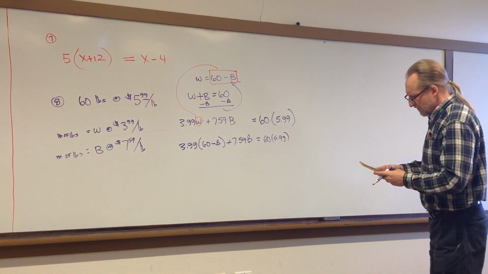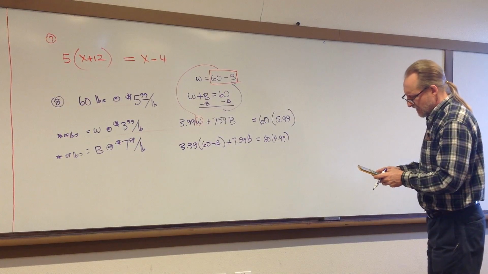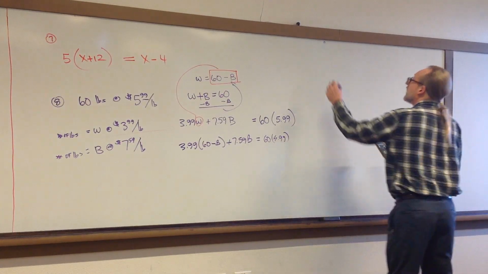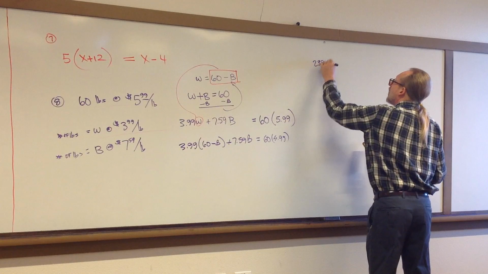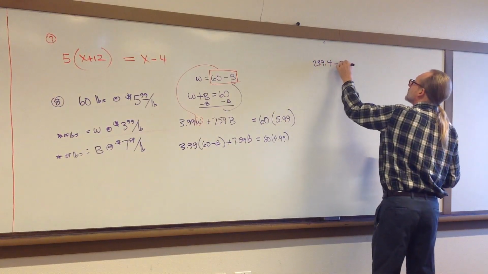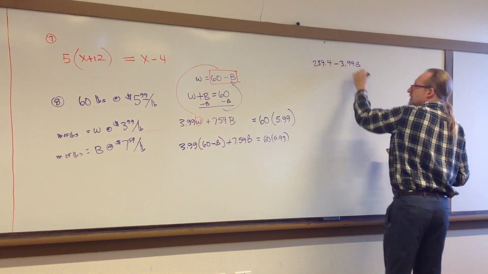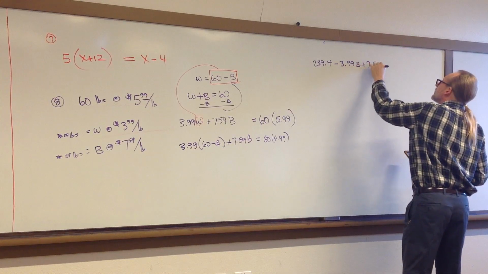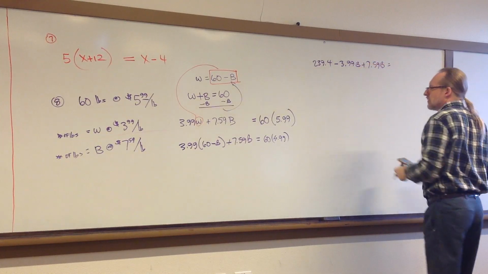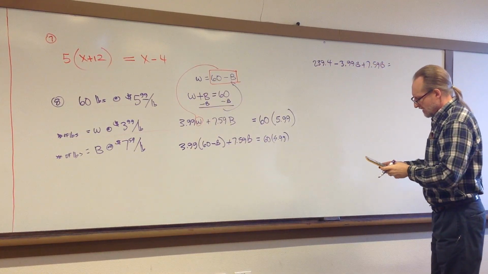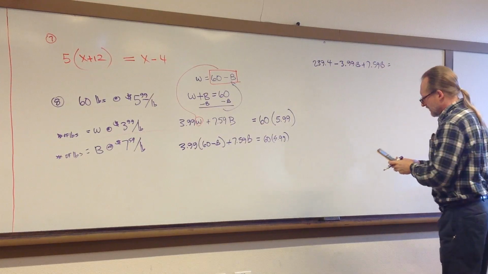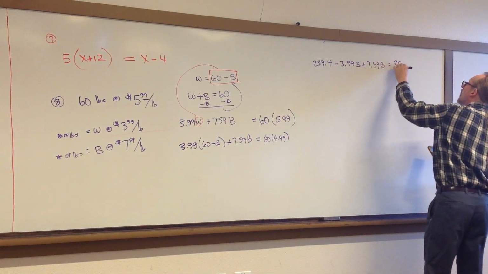So we want to do 60 times 3.99, 239.4, minus 3.99b plus 7.59b equals 60 times 5.99. That's 359.4.